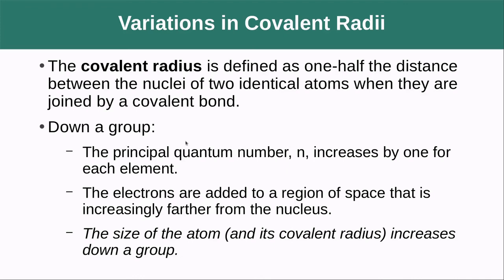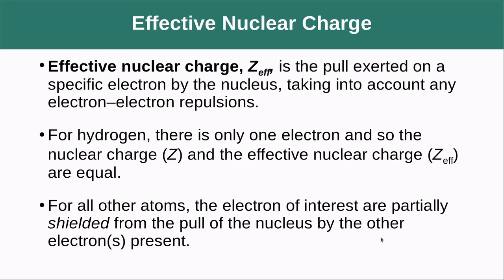What happens as you move down a group in the periodic table is that we get a higher and higher quantum number n. This means that the electrons are added further and further away from the nucleus, and that causes an increase in the size of the covalent radius. This is due to something called the effective nuclear charge.